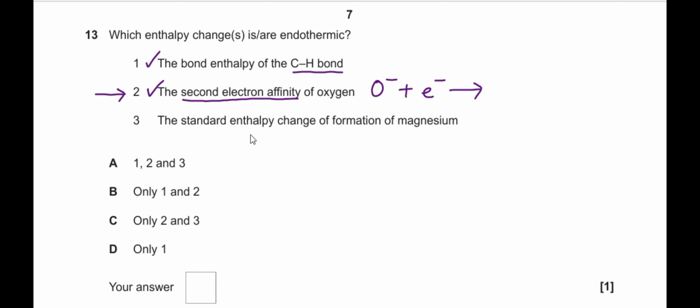Third, the standard enthalpy of formation of magnesium. This is not endothermic because as per the definition, the enthalpy change of formation of any element is 0. Magnesium is an element and therefore there is no enthalpy change of formation. So that is classified as 0. So we can say it is not endothermic. So we should have 1 and 2 as the correct answer. So only 1 and 2 is B.